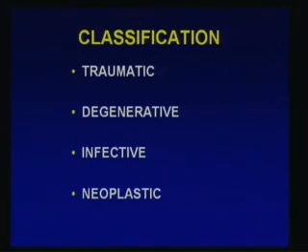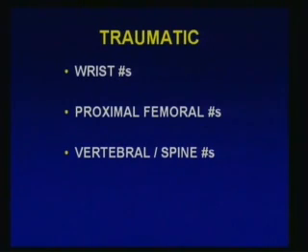The common orthopedic geriatric problems can be classified into 4 basic categories. These are the traumatic, the degenerative, the infective, and the neoplastic. We will start with traumatic, and amongst the traumatic problems, the most common are the wrist fractures, the proximal femoral fractures, and the vertebral or the spine fractures.